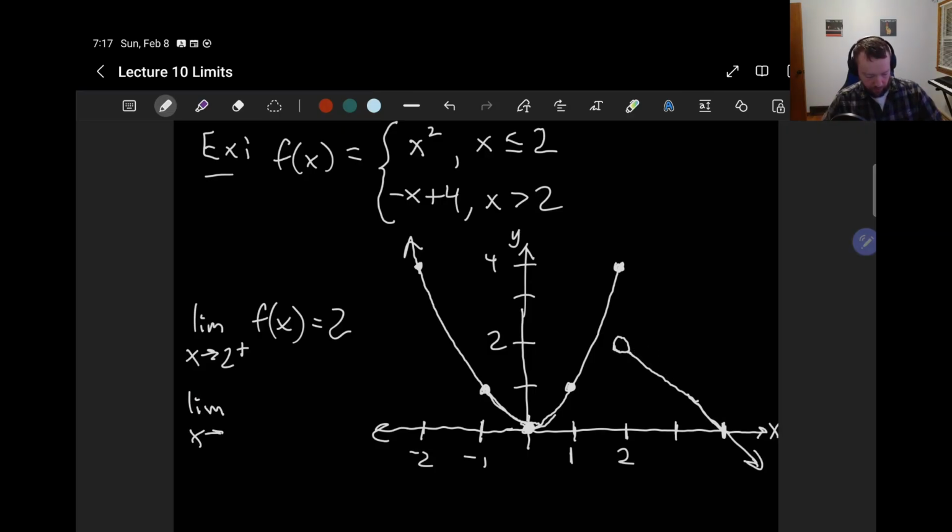But on the flip side, if we're approaching the x value of 2 from the left, that means from the lower side, well then what's happening with the function is it's following this parabola. And then we're headed towards the height 4. So that's on the left side. Notice that these one-sided limits are completely different. That's due to this piecewise nature.